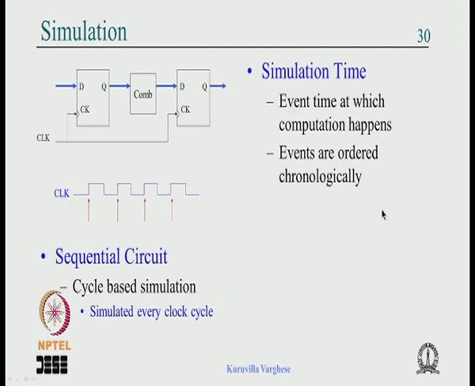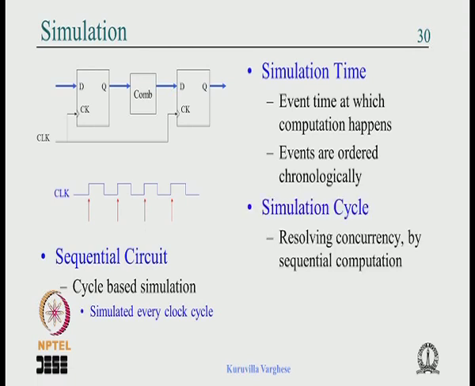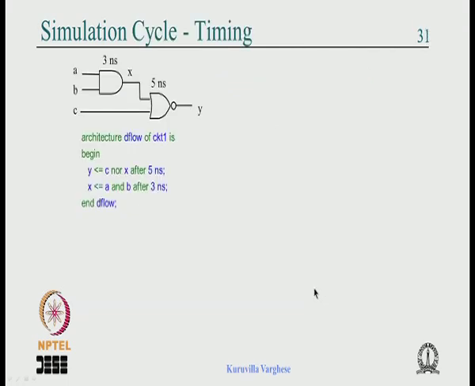That is how the simulation proceeds, and you can think of what happens in real time, work it out yourself, convince yourself and grasp that concept. And the simulation cycle is basically resolving the concurrency by sequential computation, and there is also a terminology called delta delay, we will see that.